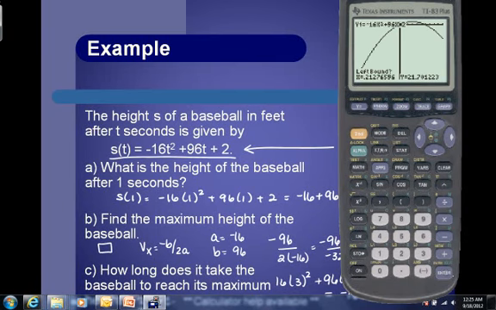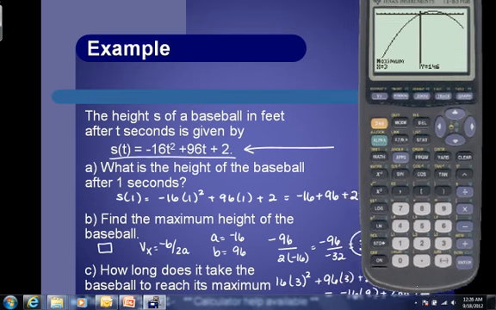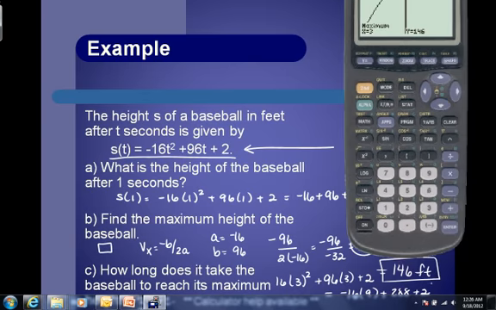Left bound, we're already to the left of the highest point, so we're going to press enter. Right bound, we're going to arrow over. We're going to make sure that we cross the highest point. Press enter once we get over there. There is no guess. It says that the maximum is 3, 146, which is what we got when we did it with pencil and paper. The 3 seconds to reach the maximum height, and the maximum height was 146 feet.